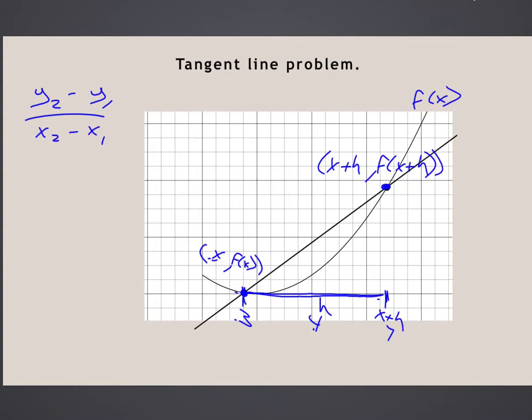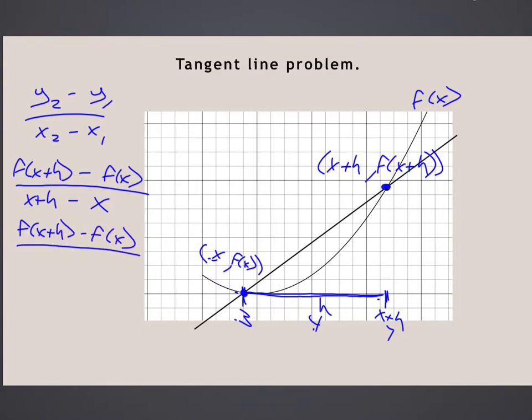Now that we have those points labeled, let's put them back into our slope formula over here. What do I put in for y2? F of x plus h. What do I put in for y1? F of x. On the bottom, what's x2? X plus h, and what's x1? X. So I get f of x plus h on the top, minus f of x. What does the denominator turn into? Just h.